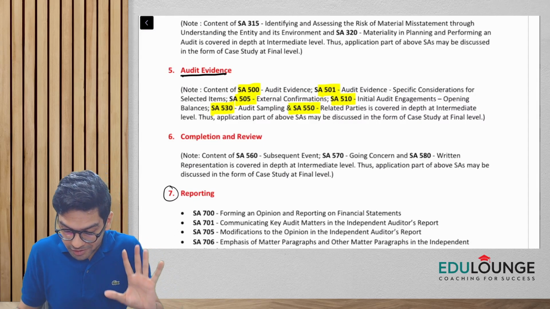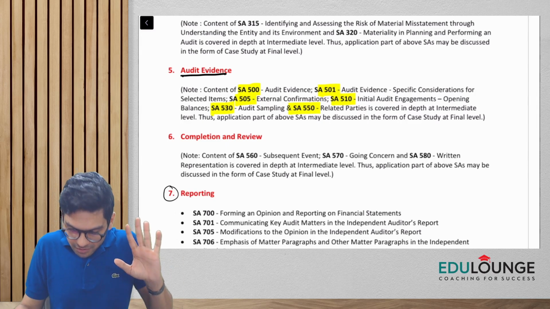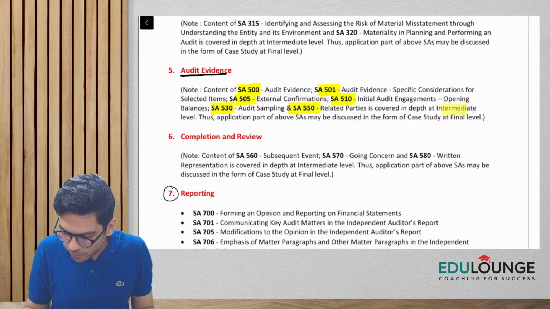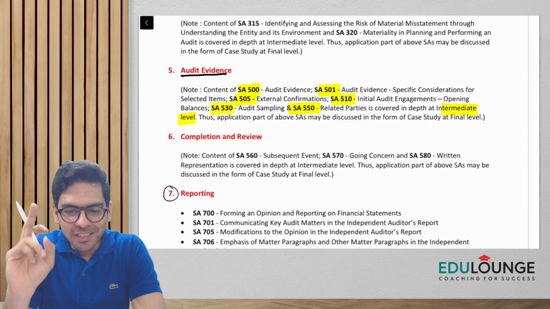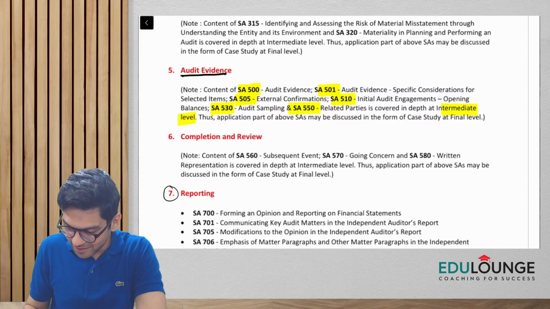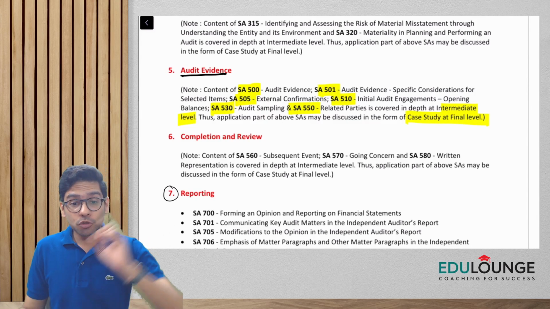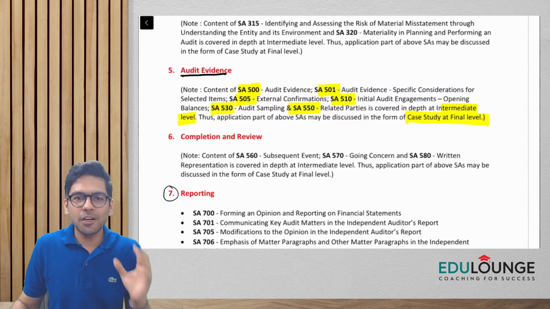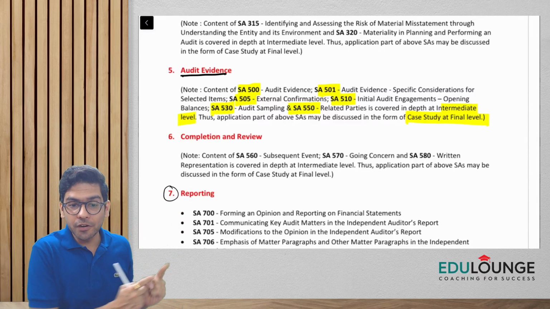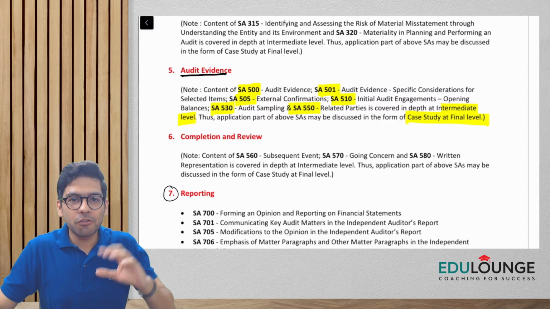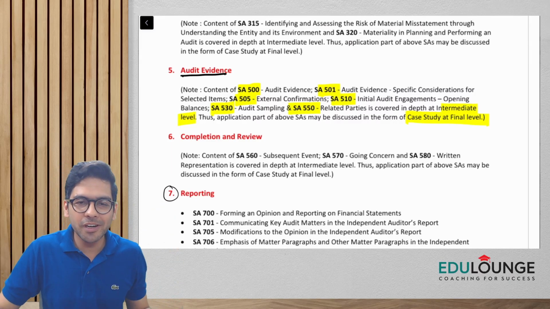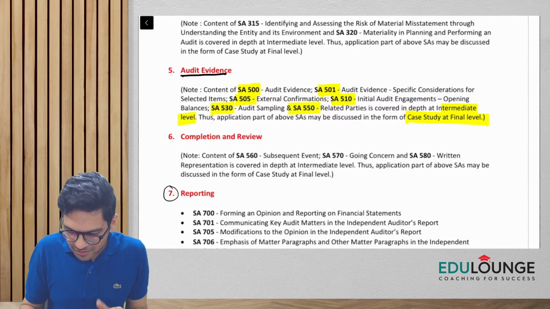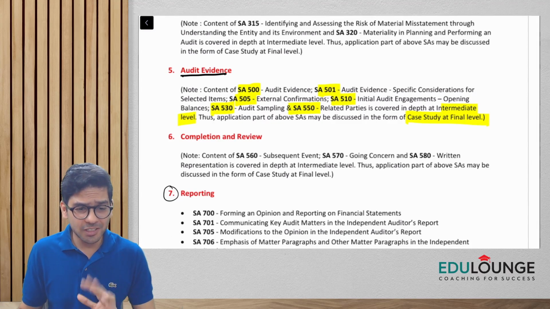So they have almost covered 6 standards, but again they have mentioned the same line, that these standards were covered in depth at what level? Intermediate level. So the application part of these standards may be discussed in the form of case study at the final level. So the entire chapter 5 has got 6 standards, but as per the syllabus, because these standards were covered in detail at the intermediate level, we just have to prepare the standards from the application perspective to be asked in the form of case based questions at the final level.